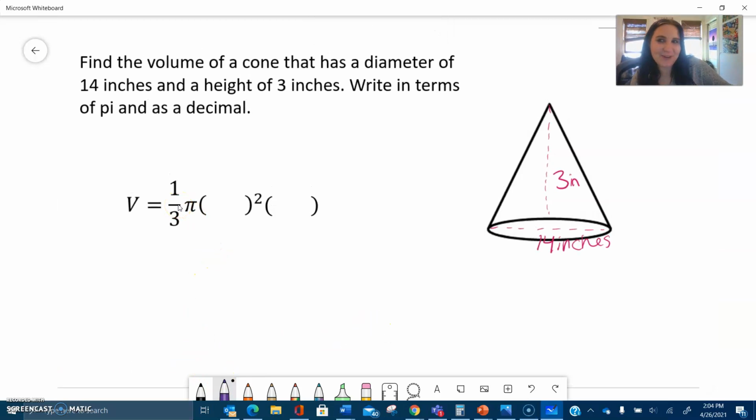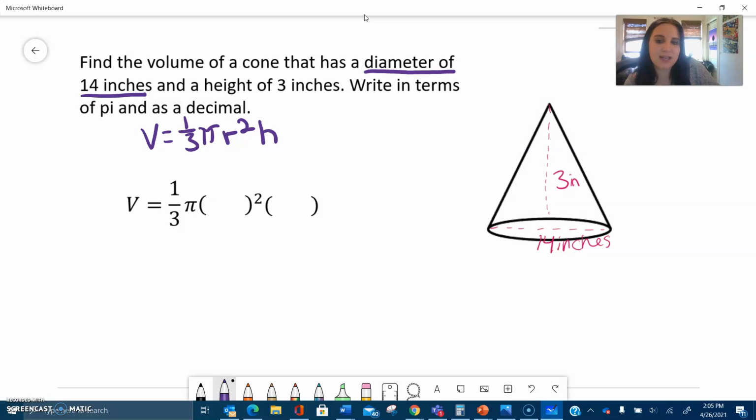In this video, we're going to do an example of finding the volume of a cone. So this example says, find the volume of a cone that has a diameter of 14 inches and a height of 3 inches. And we'll write it in terms of pi and as a decimal. So diameter is not what we need for our formula. The formula for a cone is V equals 1/3 times pi times the radius squared times the height.